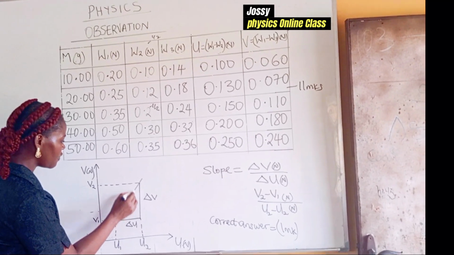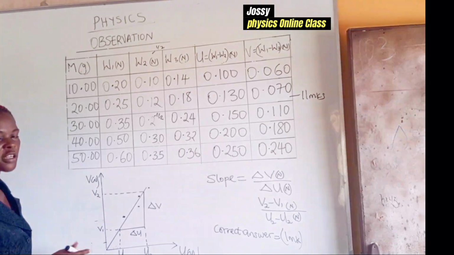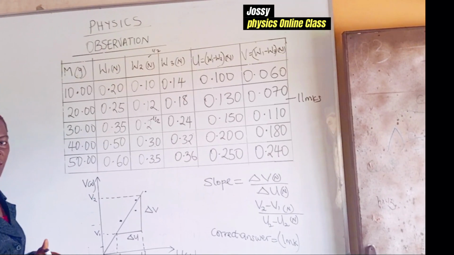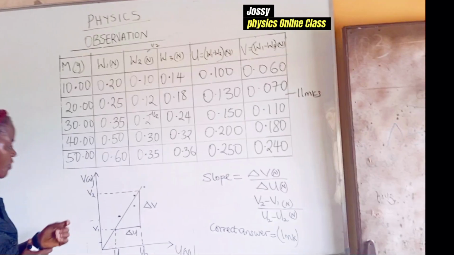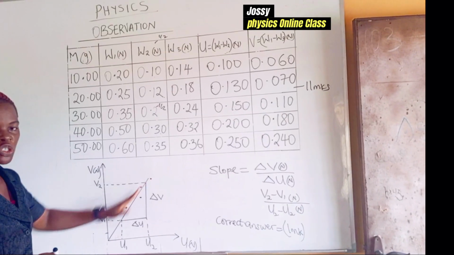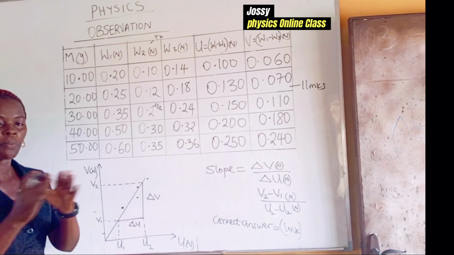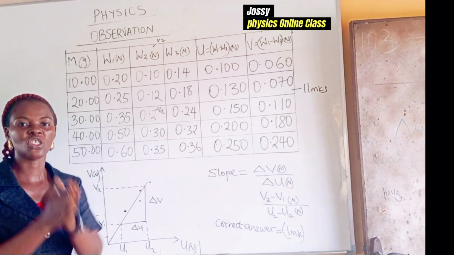Then after you have finished plotting the points, we can draw what we call a line of best fit. What is a line of best fit? A line of best fit is a line that we draw so that our points are evenly distributed. You don't allow your points to fall on one side. They must be evenly distributed.